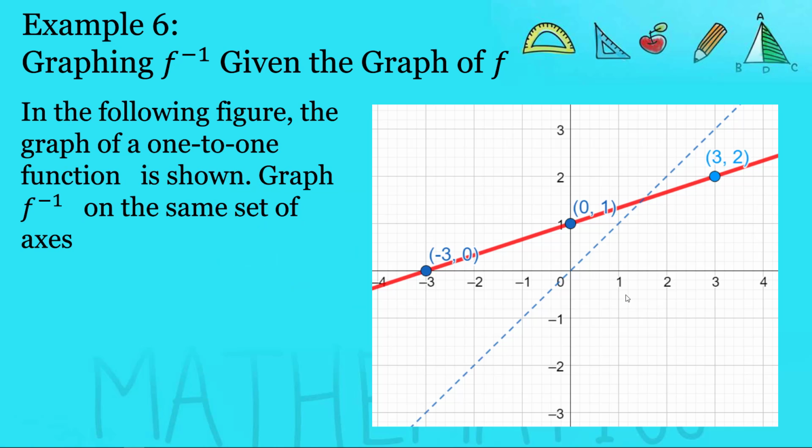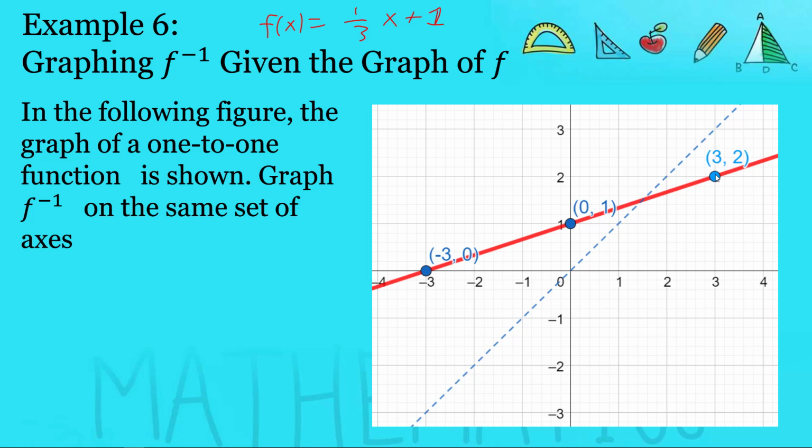Okay, so what does that look like? Well, here we go. Take a look at this. Here we have a graph of f. Basically, and this right here is really nothing more than f of x is equal to 1/3 x plus 1. What does the inverse look like? Well, here, notice I have 3 critical points. 3, 2, 0, 1, and then negative 3, 0.